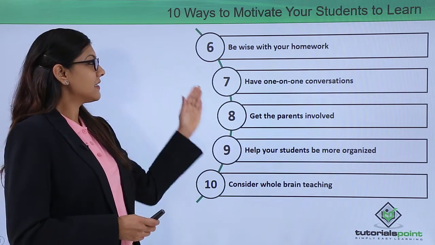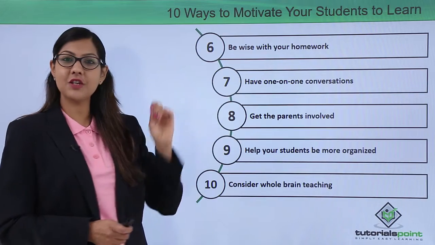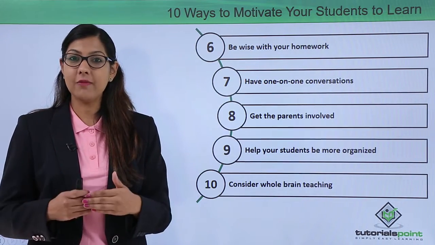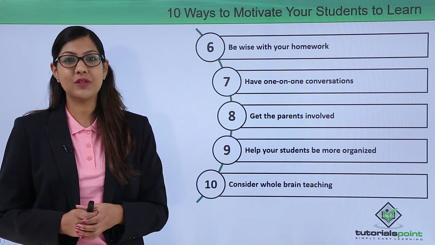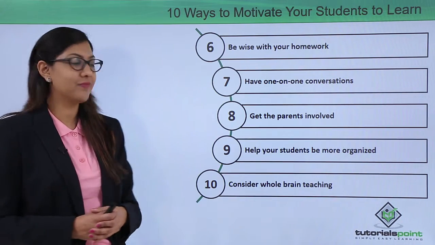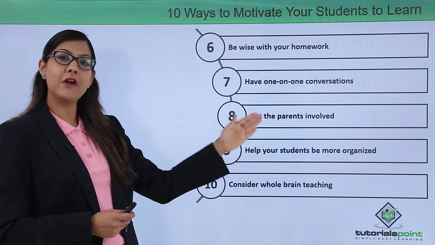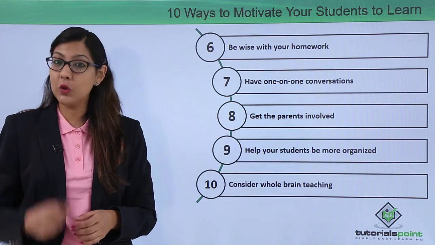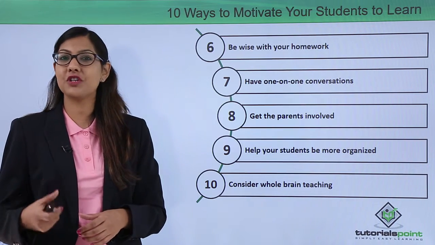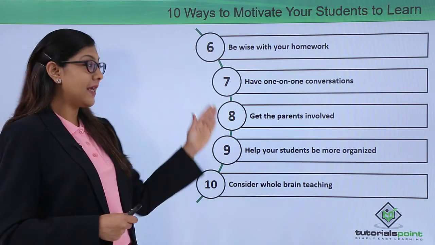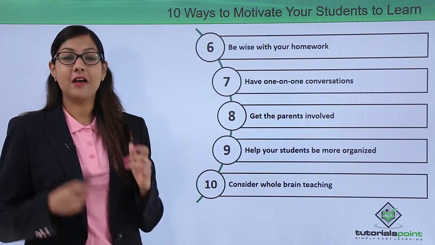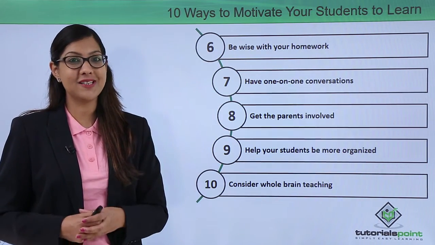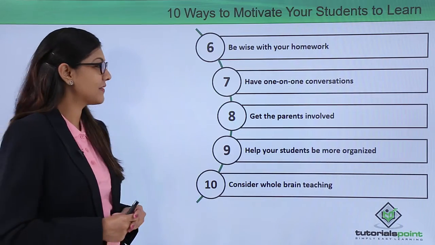Seventh is have a one-on-one conversation. If you feel a student is demotivated, call them and have a counseling session with them, a one-to-one. Eighth is get the parents involved. If you feel that any student is suffering from low self-esteem and is not responding to motivation from you, please do get the parents involved. If the parents are involved, the teachers are also motivated, the students are motivated, and the parents are also motivated.